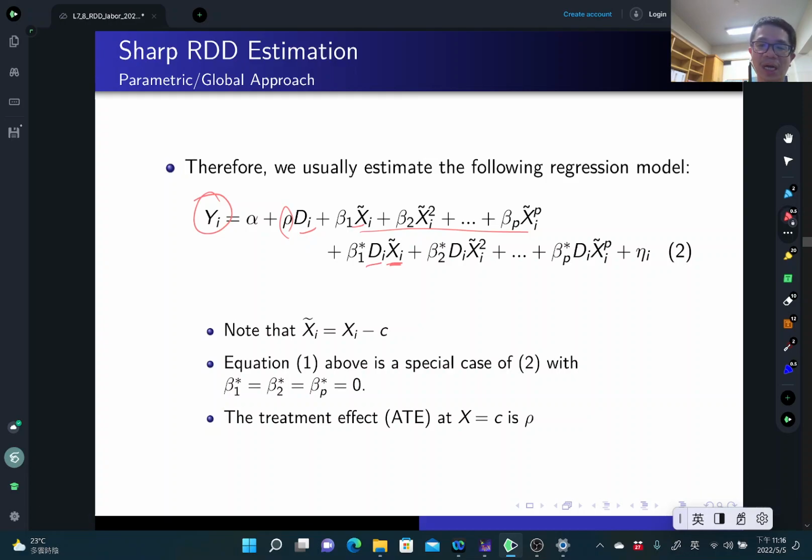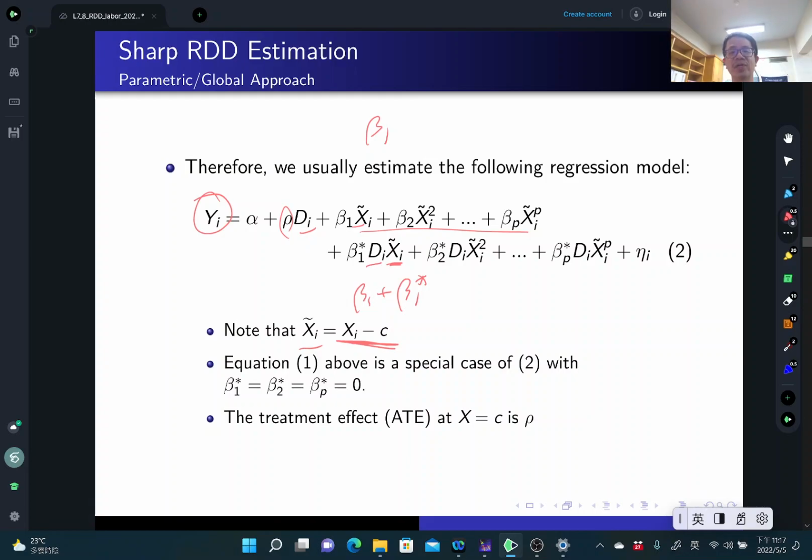and we also allow the x relationship to be different before and after the cutoff. That is, before the cutoff, the relationship between x and outcome is beta 1, but after the cutoff, it becomes beta 1 plus beta 1 star. So we allow a different relationship for the assignment variable and outcome before and after the cutoff, and we also recenter our assignment variable to the cutoff itself. So our regressor is x delta.